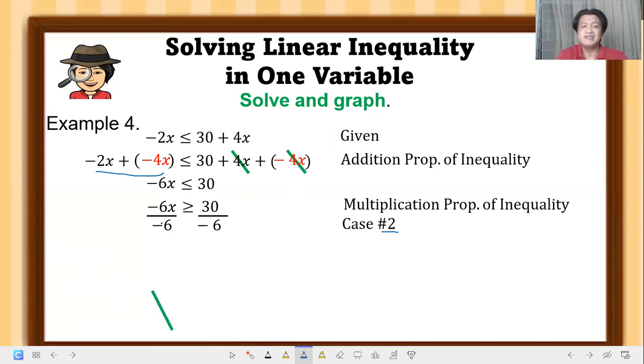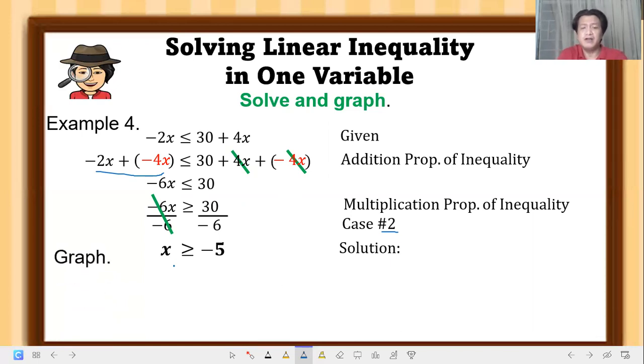Okay, then you can now cancel the negative 6 kasi 1 na yan times x, kaya x yan is greater than or equal to what is the quotient of 30 divided by 6? That is negative 5. And therefore, ano yung solution set natin? Ibig sabihin yan, the value of x here is greater than or equal to negative 5. Ano-ano ba yon? Okay, negative 5, negative 4, negative 3, and so on and so forth. That is the greater than or equal.